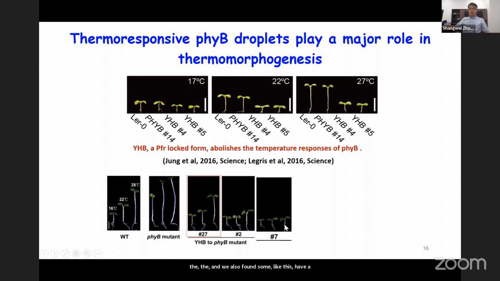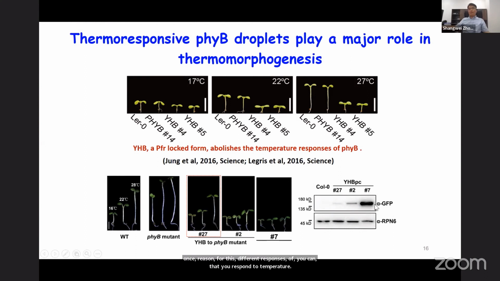So what's the reason for these different responses of transgenic plants in response to temperature? We examined the protein levels and found that in these lines, the protein level of Phy is very high, overexpression. So the effects of temperature on YHB could be attenuated. When the YHB protein level is comparable to the wild type, these transgenic plants can respond to temperature normally. Because YHB is a PFR locked form, temperature could not regulate the protein activity of this protein.